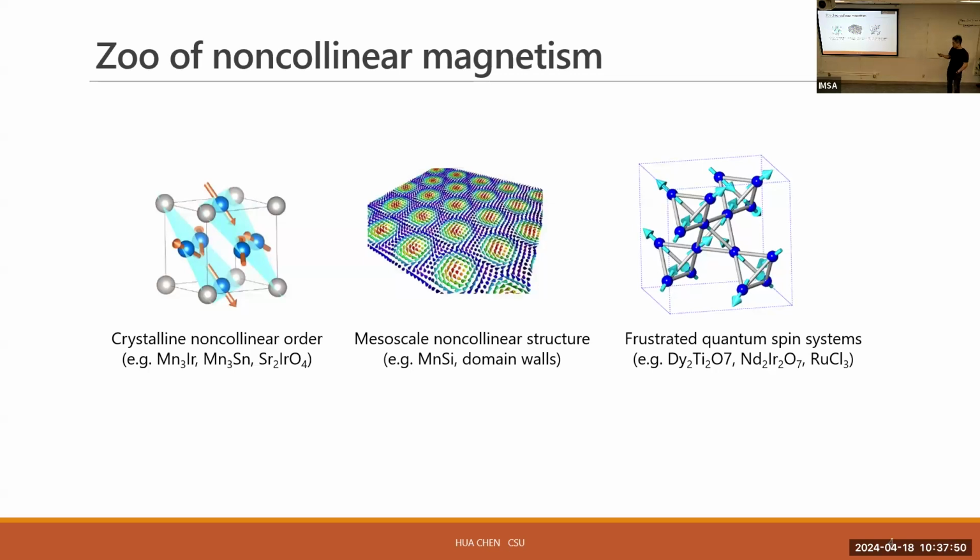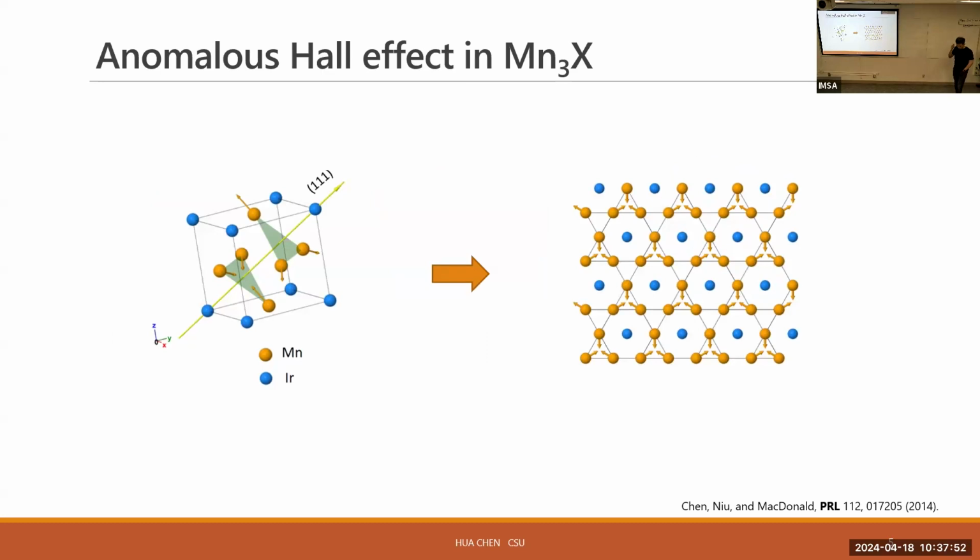As for the first work that we touched upon, that's the anomalous Hall effect in this noncollinear antiferromagnet with the chemical formula Mn3X. X can be a non-magnetic transition metal element. And in the first paper that we wrote about this, we considered the material Mn3Ir. Iridium are these balls that do not have the arrows attached to them.